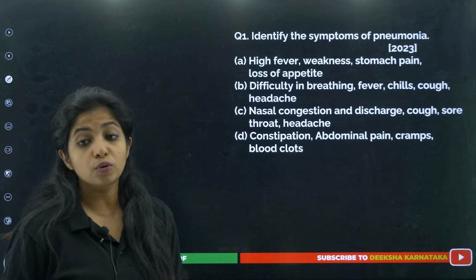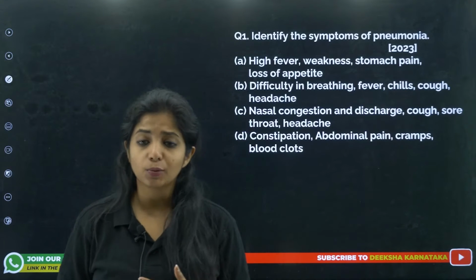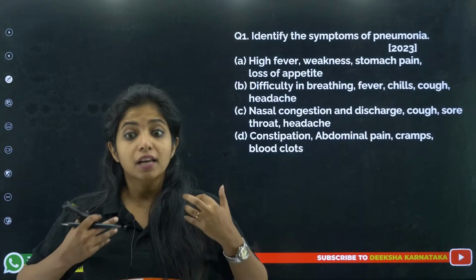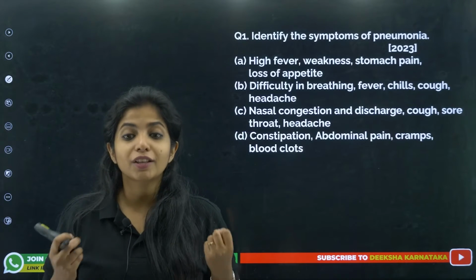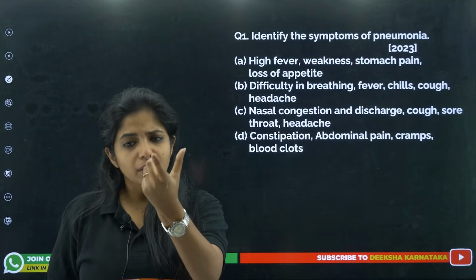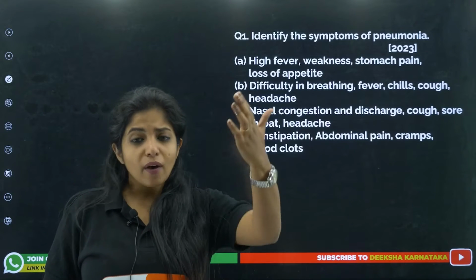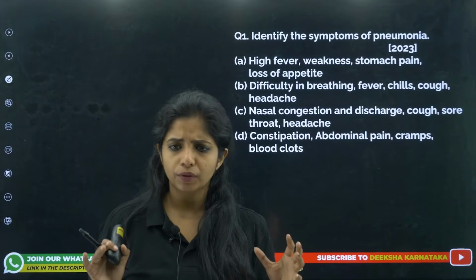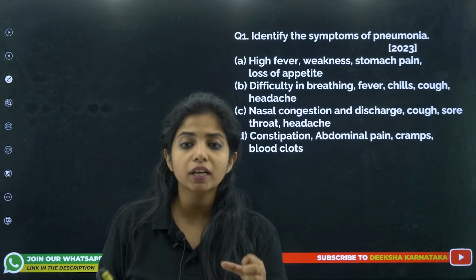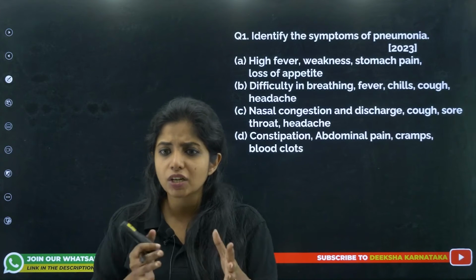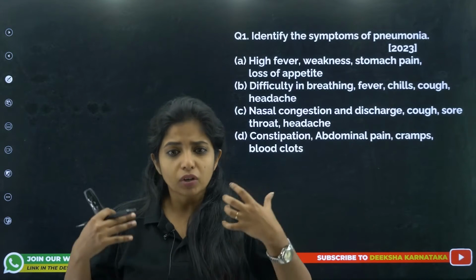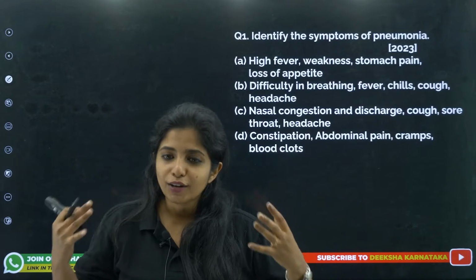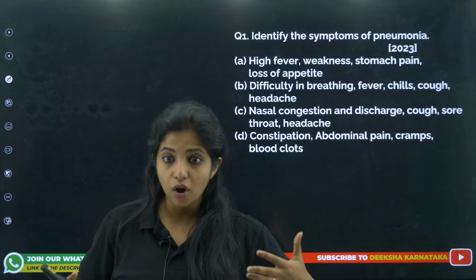Identify the symptoms of pneumonia. What is pneumonia, children? In the lung, the bronchi break down into bronchioles, and at the end of the bronchioles you have certain bulb-like structures which you call alveoli. Alveoli is the place where maximum exchange of gases happens between our blood and the lungs. If this alveoli is filled with mucus and stuff like that, this exchange won't be happening, and later because of the oxygen deficiency, you have a disease which is known as pneumonia.